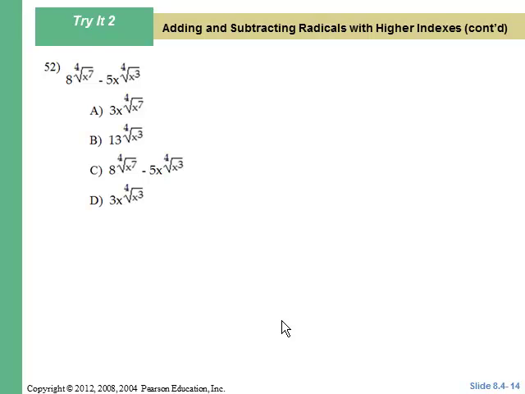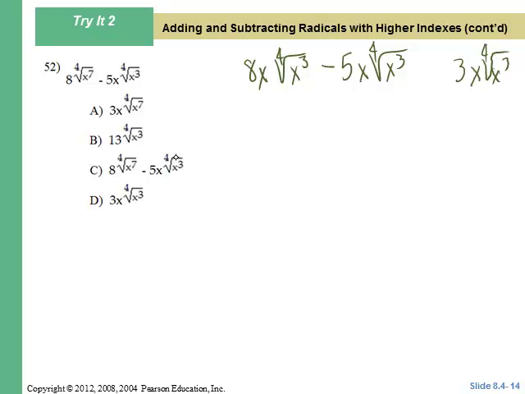How about this one? The fourth root of x to the 7 is x. There's already an 8 on the outside. Fourth root x cubed minus 5x. Fourth root x cubed. 8x minus 5x is 3x. Fourth root x cubed. All right.